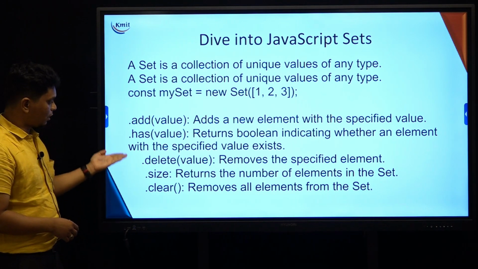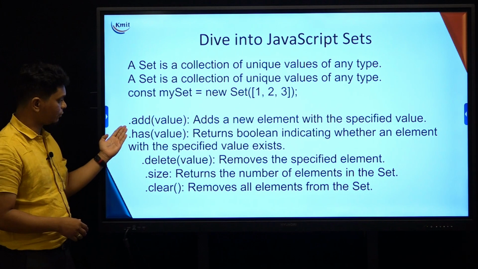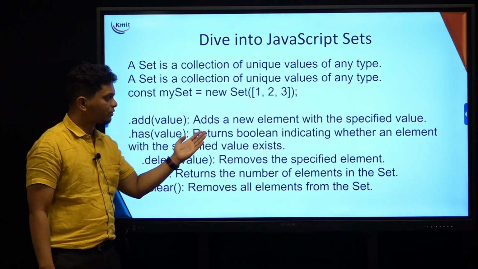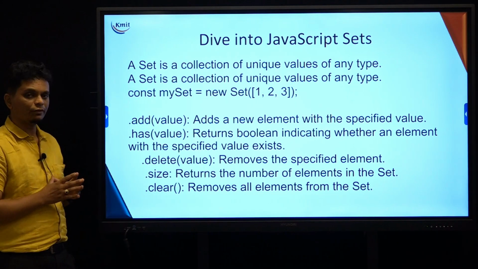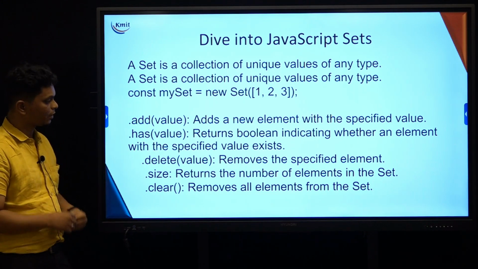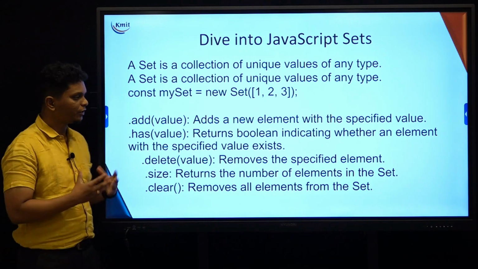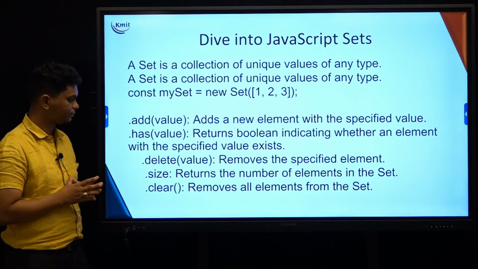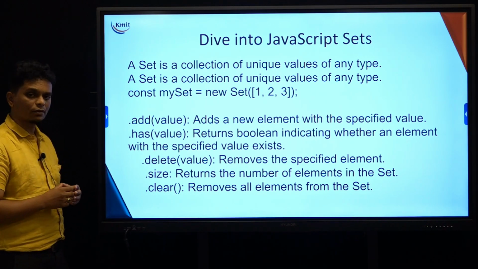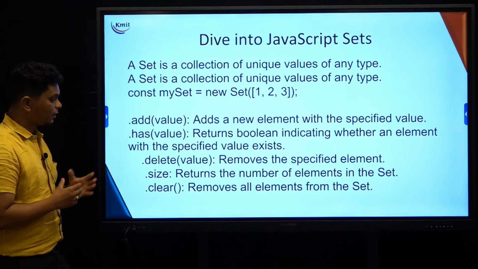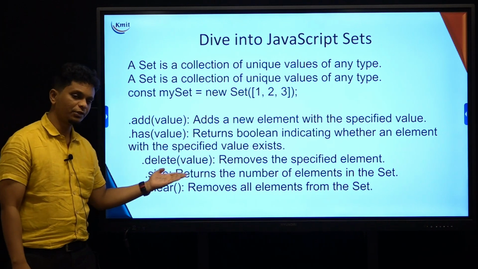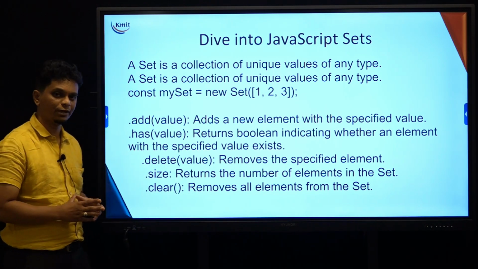For example, I have taken these methods. The first one is dot add value. This method allows us to add a new element with the specified value, and we have dot has with parameter value. It returns a boolean indicating whether an element exists or not. Third, we have dot delete with value as a parameter. It removes the specified element. So, the element that needs to be deleted has to be mentioned here so that it deletes the specified element.